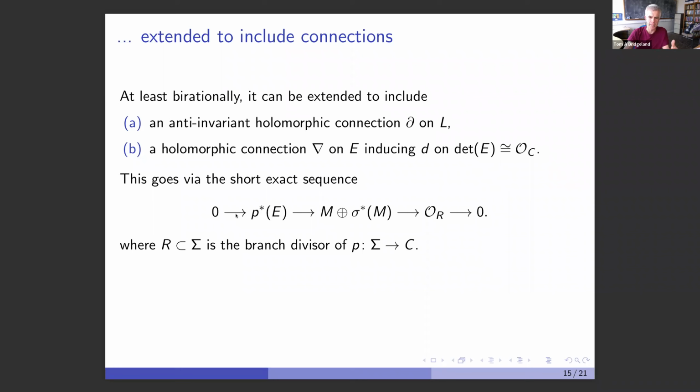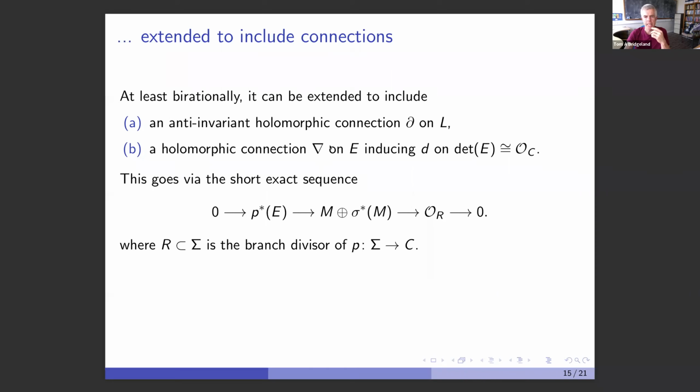So if you pull it back up again, we get some short exact sequence on the spectral curve that looks like this. Away from the branch points, pulling up E just gives you M plus the pullback by the covering involution. But stuff goes wrong along the branch point. So R is the branch divisor of this double cover. And you get a short exact sequence like this.